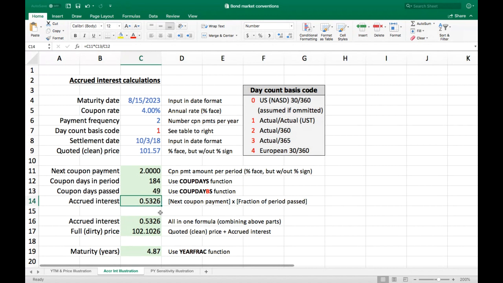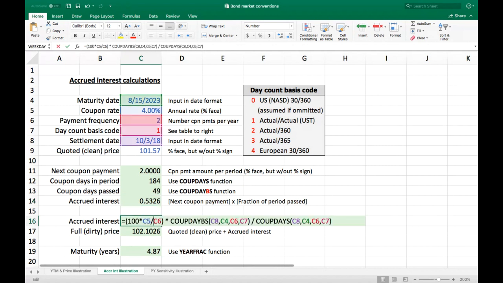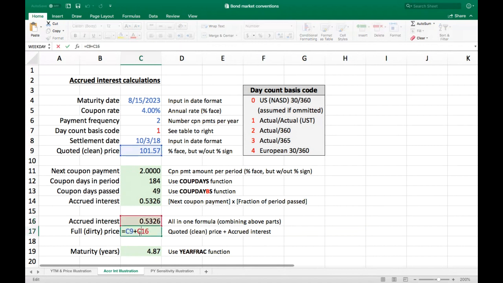And so then if we want to do that in one formula, we could do that quite easily, just basically combine these three cells. So this is calculating the next coupon payment. This is calculating the number of days passed, and this is calculating the number of days in the period. And we get the same result, 0.5326. And then we add the clean price and the accrued interest, and we get the full dirty price.